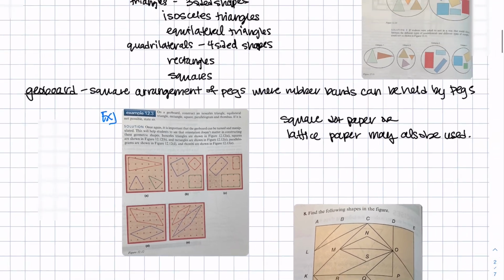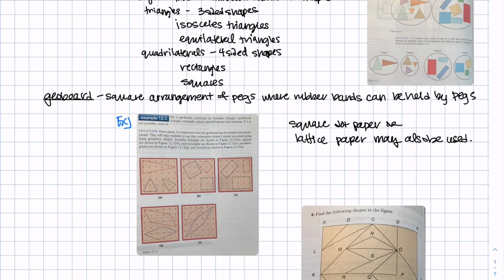Okay, great. Buying a fancy geoboard is not exactly necessary. This can also be done on square dot paper or lattice dot paper. A student can just draw these shapes connecting different dots.